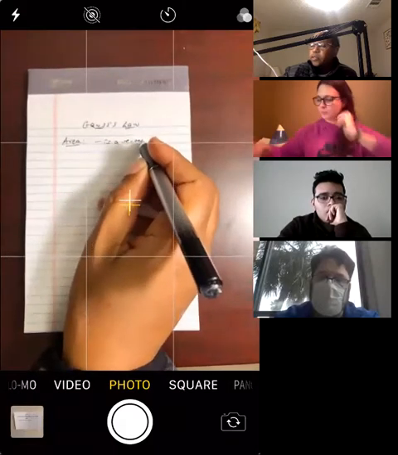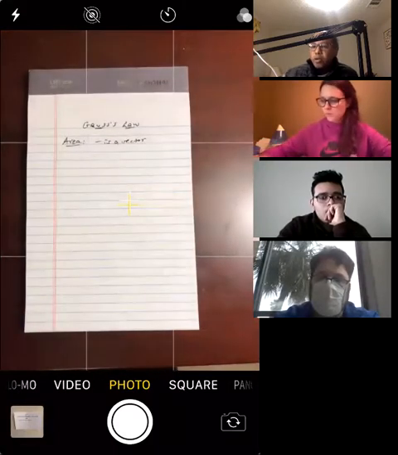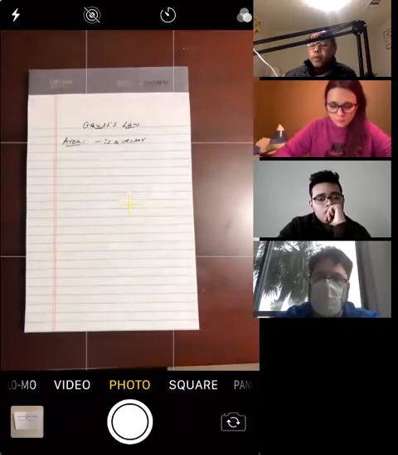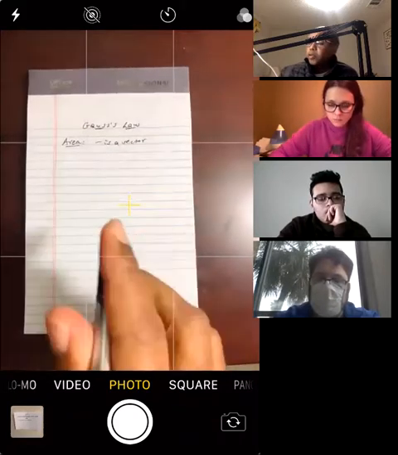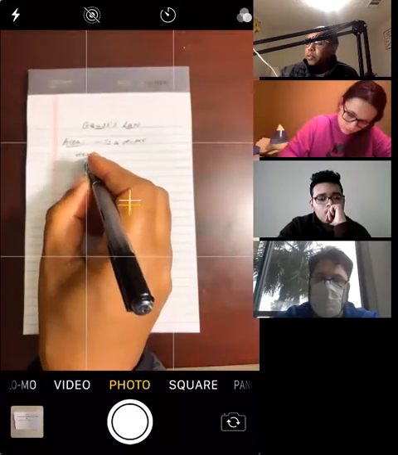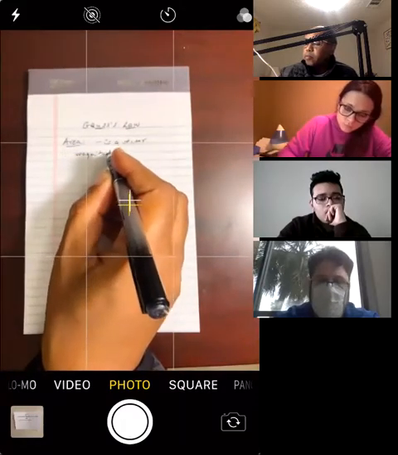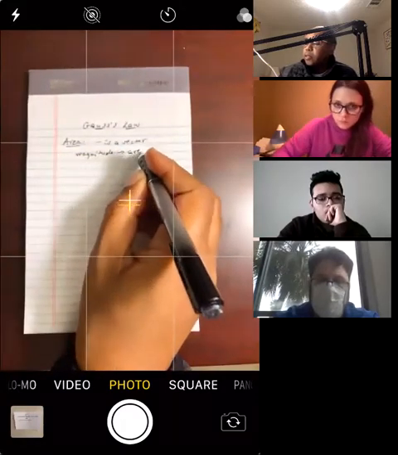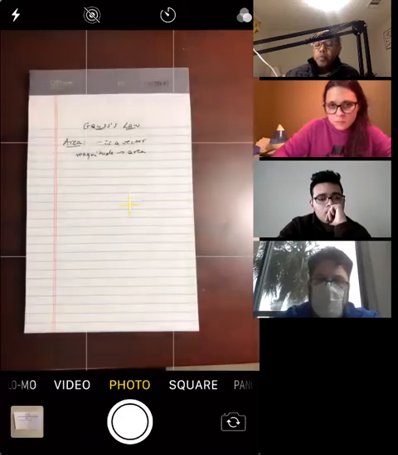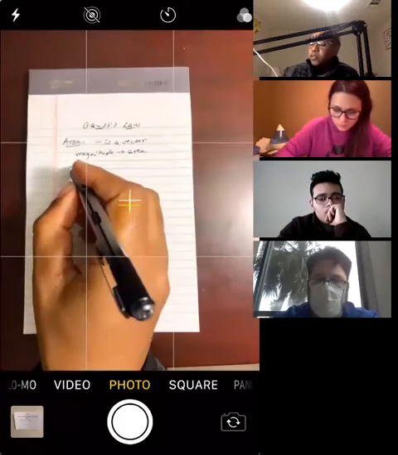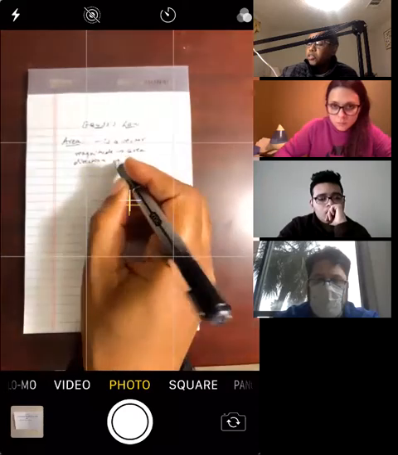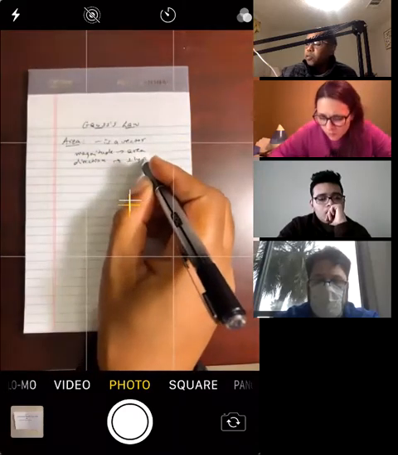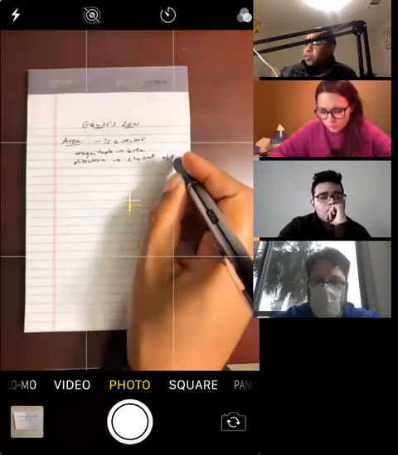Obviously its magnitude is the area of the surface, okay? Its direction is taken to be perpendicular to the surface of the area. So its magnitude is simply the area, and the direction is perpendicularly out of the surface.